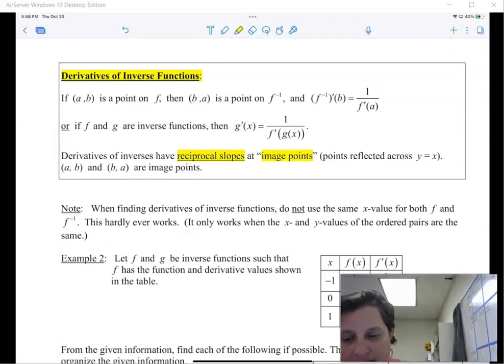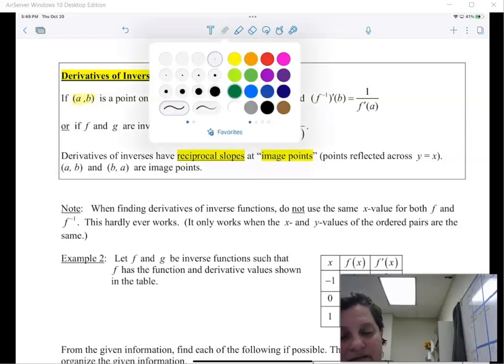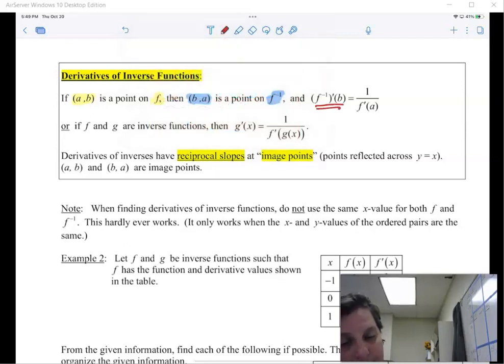We have this point, and it's the point (a, b) on the graph of f, and it's the point (b, a) on the graph of f inverse, all right? The way it works is the derivative of the inverse at b is the reciprocal of the derivative of the function at a. Okay?